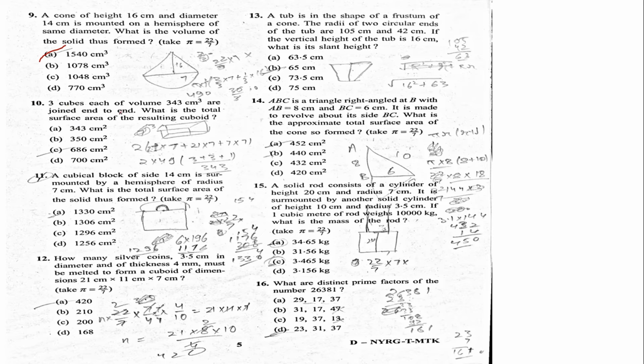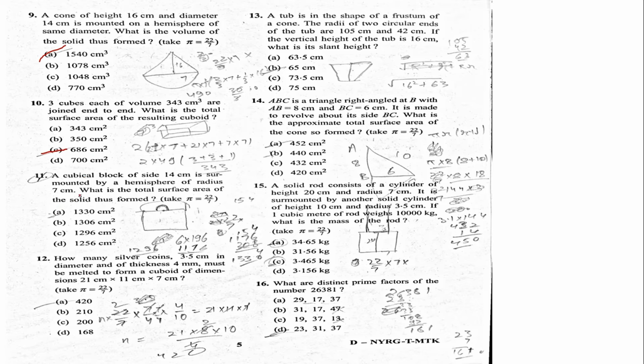The tenth question, three cubes are joined. So the length will be increased to three times, but the breadth and the height will remain the same. So the answer will come out to be 686 by the simple formula of 2 times LB plus BH plus HL.